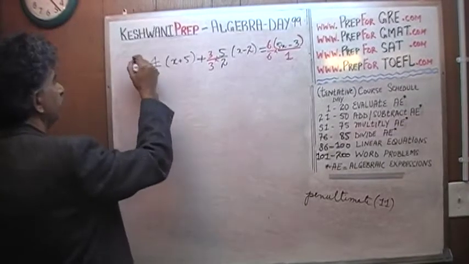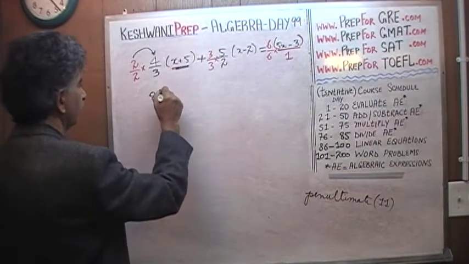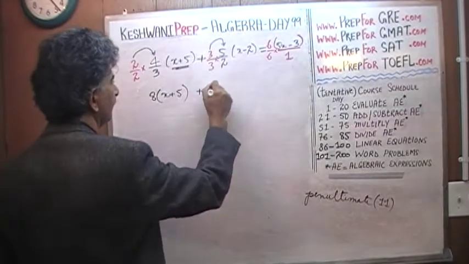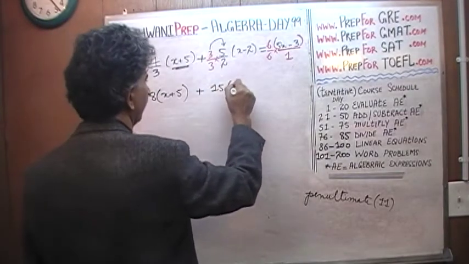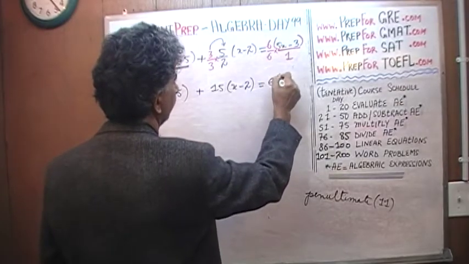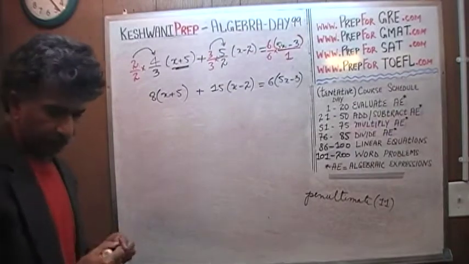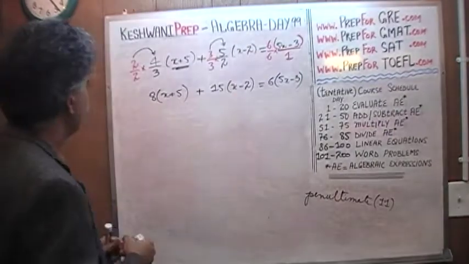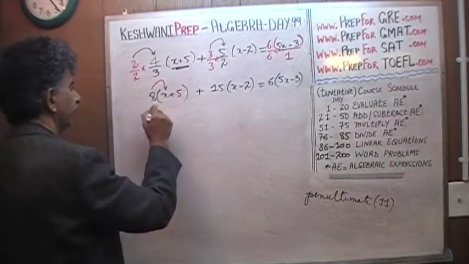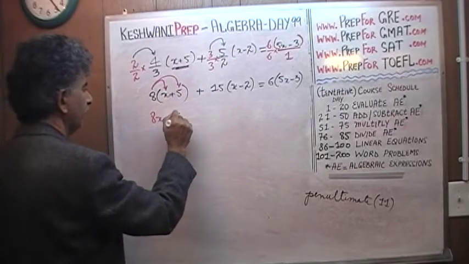So, here we have 2 times 4, which is 8, times x plus 5. Then we have 3 times 5, which is 15, times x minus 2. And then here we have 6 times 5x minus 3. Let's do it out. Let's do our thing. 8 times x is 8x. 8 times 5 is 40.